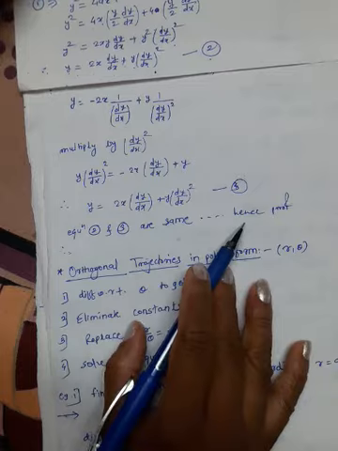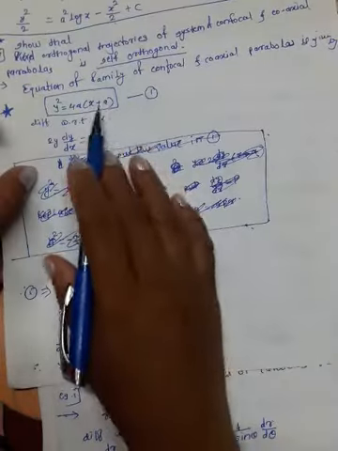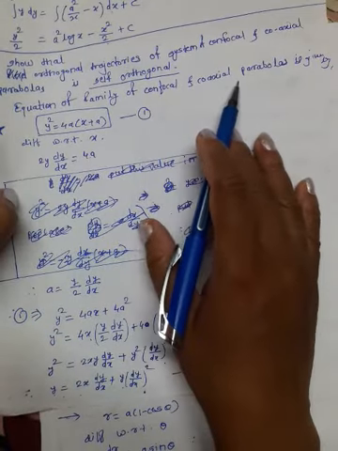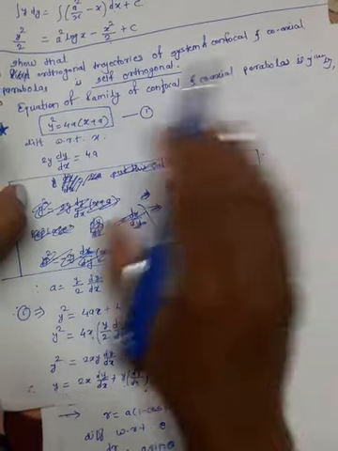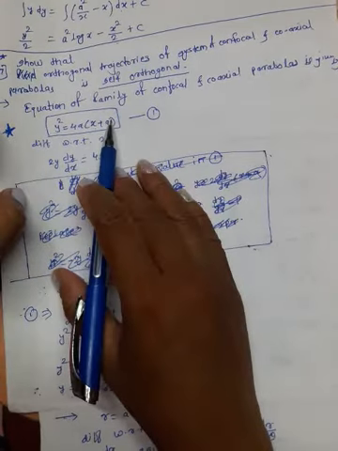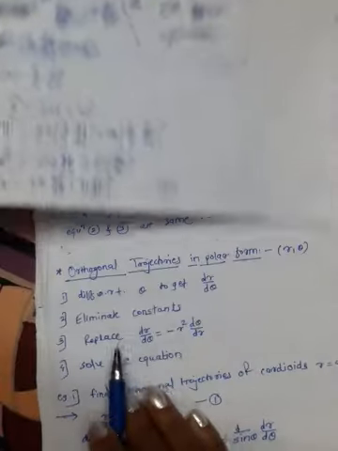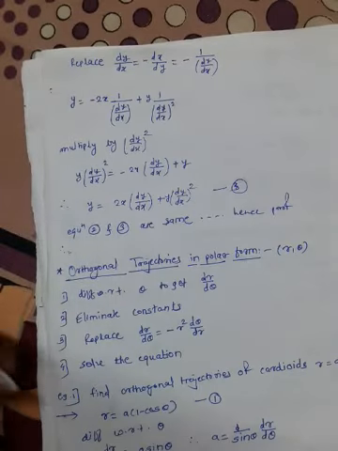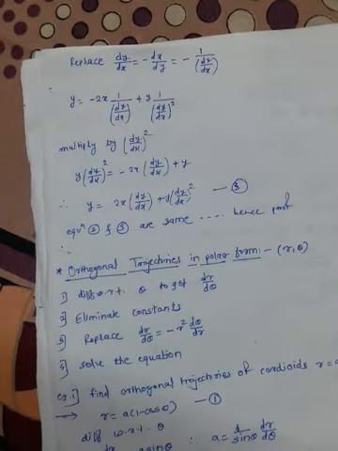That means the given family of confocal and coaxial parabolas, whose equation we have already written in equation number 1, are self orthogonal. Okay, after replacing also they are not changing their property, that's why they are called self orthogonal.